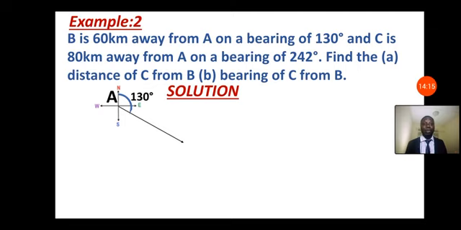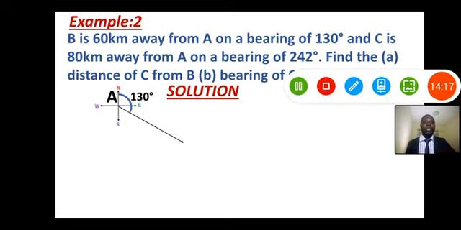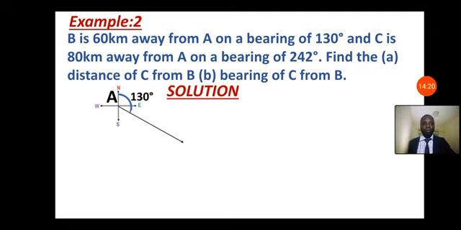And that's just the basic trick. The basic trick here: know your angles and the quadrants that they fall into, then you are good to go.